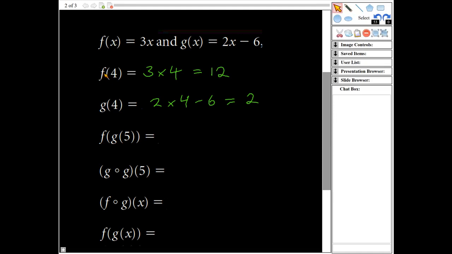This is what this means. This means use function f, and then use the value 4. It means use function g, use the value 4. Sometimes you might see this.